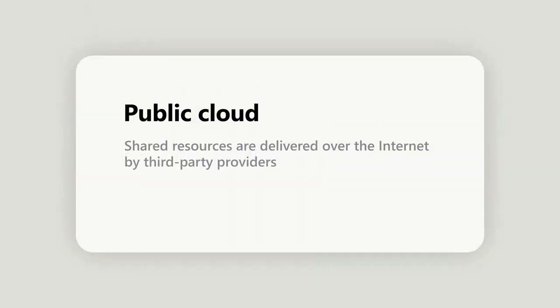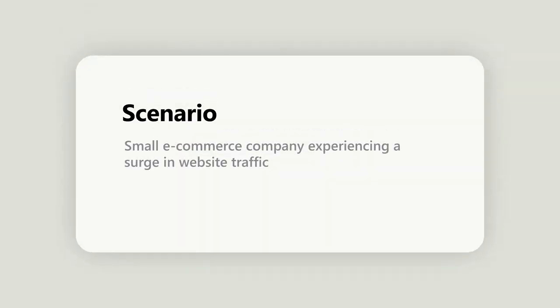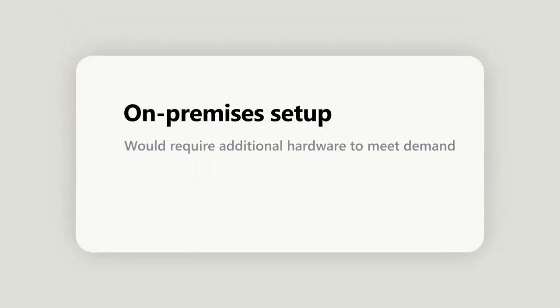Let's explore how the public cloud works. The public cloud is a computing service model offered by third-party providers that delivers resources over the internet. These resources are accessible from anywhere with internet connectivity, and they're shared among multiple users. Imagine a small e-commerce company that experiences a significant surge in website traffic during the holiday shopping season. With traditional on-premises infrastructure, they would need to invest in additional servers, storage, and networking equipment to handle the increased demand, which can be costly and time-consuming.